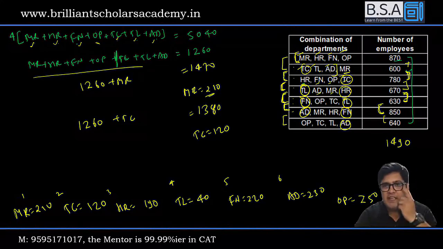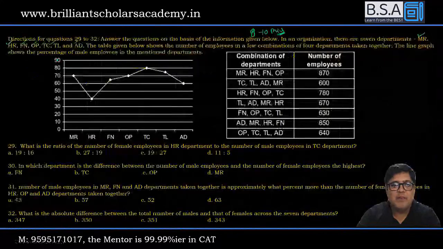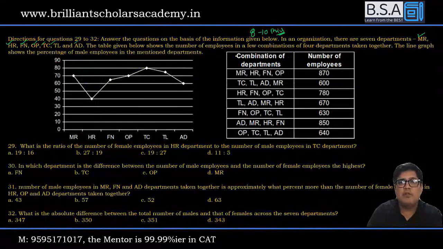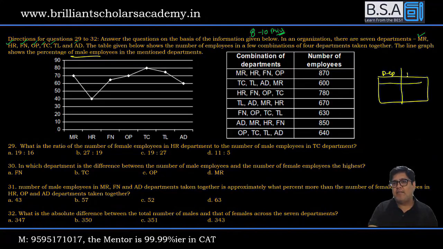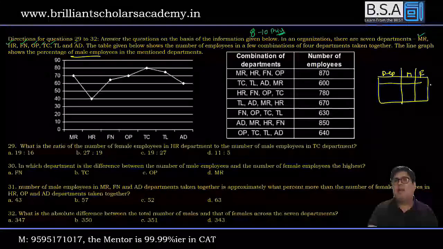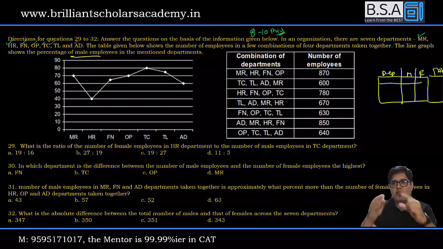Now that percentage figure is percentage of males. Let me read that part for you. The table below shows the number of employees in few combinations. The line graph shows you percentage of male employees. So when you copy down this information, you should have department here, you should have male, you should have female, and because there are questions about total employees also, you should have total as well. So you'll need 4 columns: department name, number of males, number of females, and total employees.